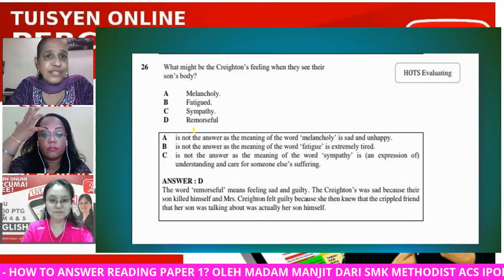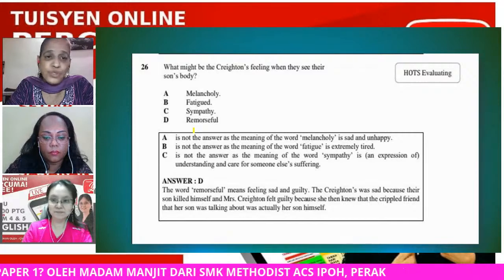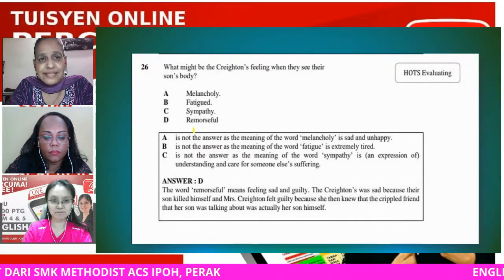Understand or not? When they saw the son's body, they felt how was the situation. They felt so terrible in a way. Okay, all right. So the answer is D.